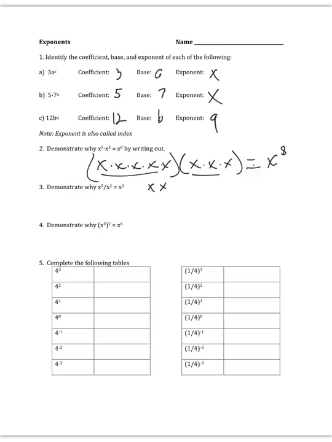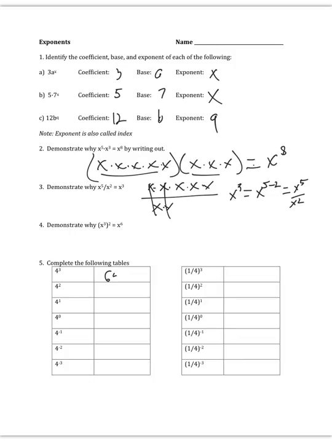Okay, similarly, we can do something like that for x to the fifth divided by x squared. These cancel out, so we end up with 5 minus 2, or x to the third. So x to the third is equal to x to the 5 minus 2, which is equal to x to the fifth over x squared.